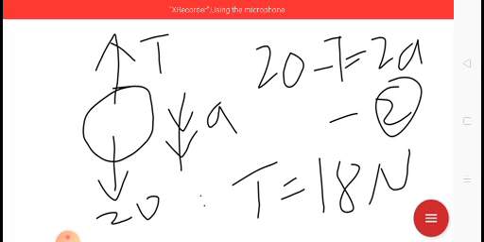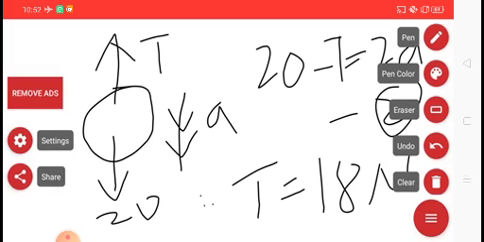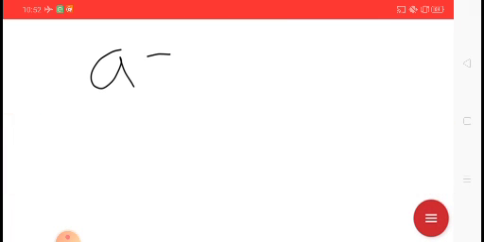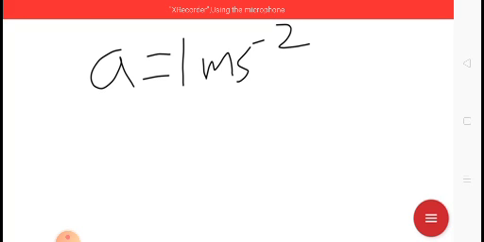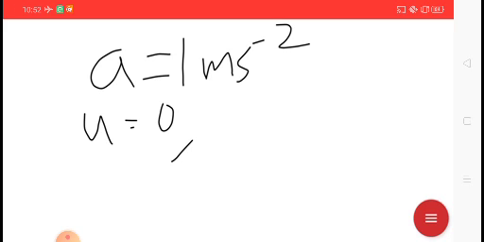Okay, from part 1, once you get T equal to 18, you may continue to find the A, right? If you continue to find the A, the acceleration from part A, you should get A equal to 1. And the system is released from rest. Initial velocity 0, A equal to 1, and after 1.2 seconds, the item hits the ground.